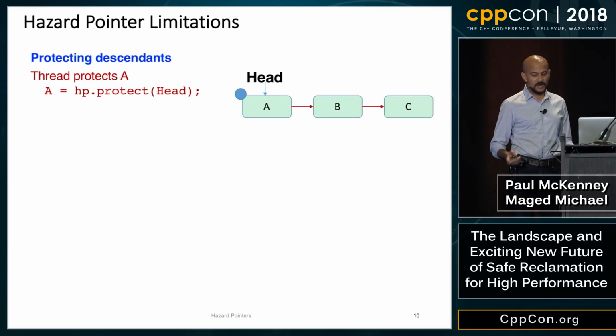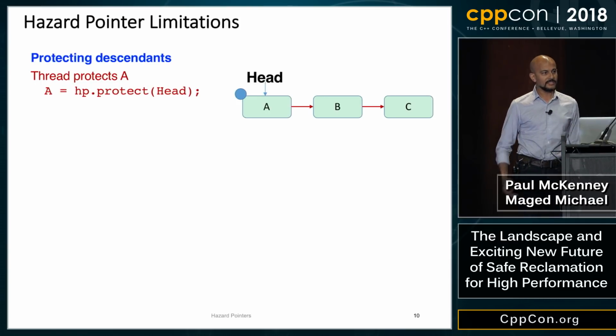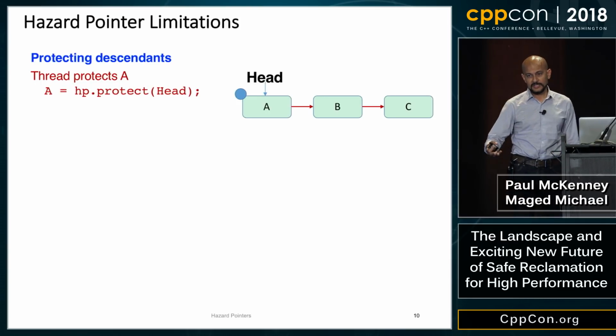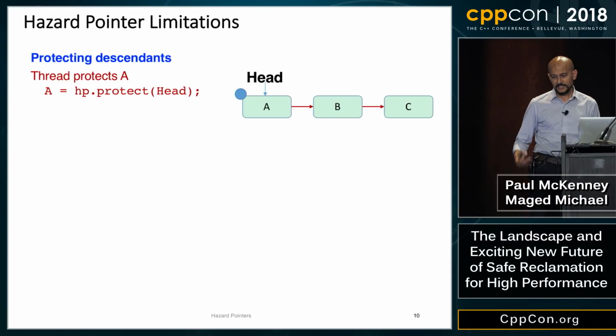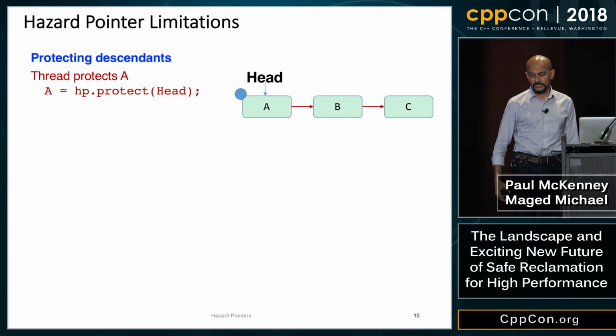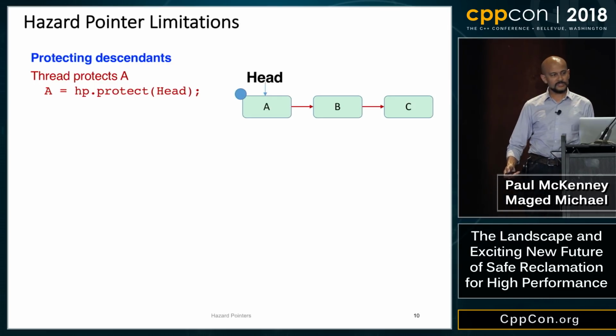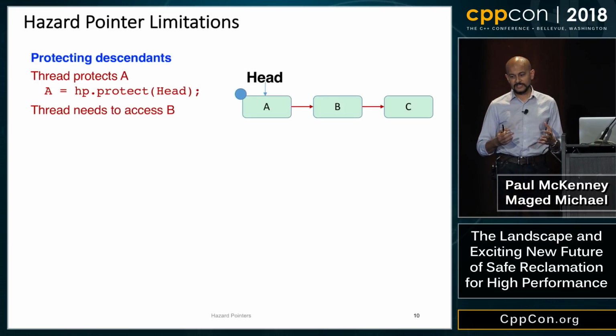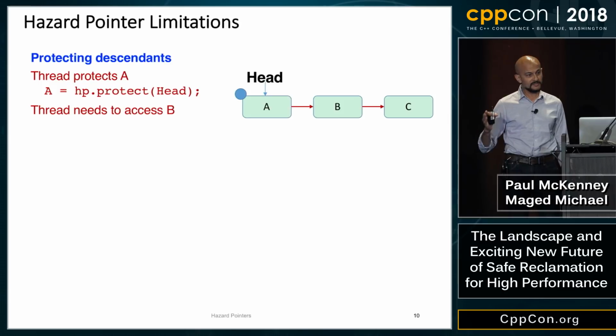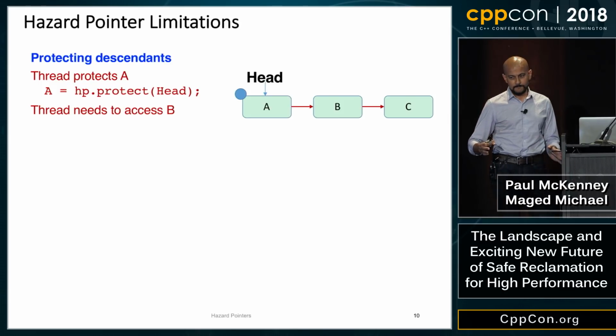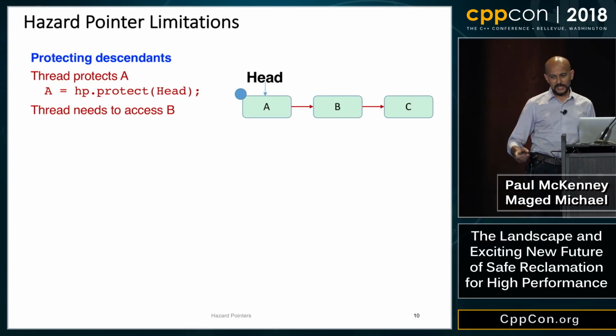So in this case, a thread wants to protect object A, and it uses the head pointer as source. So it succeeded, of course, as guaranteed by the specification for protect, it will return a value. So unless head is null, it will protect an object. So that's fine. We protected A. Actually, for our operations, that thread needs to access B, specifically B. There's no wiggle room there. We need to access B.